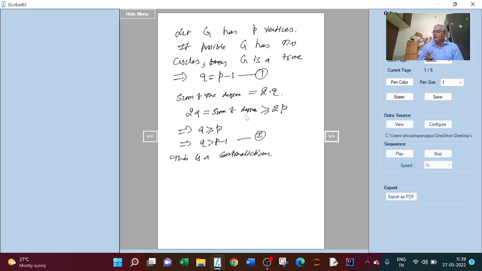Taking this as 1 and this as 2, this is a contradiction, because according to our assumption Q must be equal to P minus 1, but what I am getting here is Q greater than P minus 1. Why are we getting this contradiction? Our assumption that G has no cycles is wrong. Therefore G has a cycle. Okay, thank you. I will stop here.